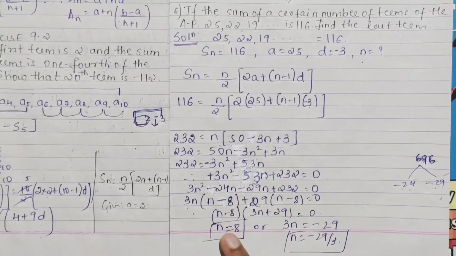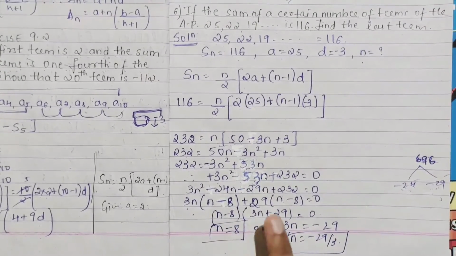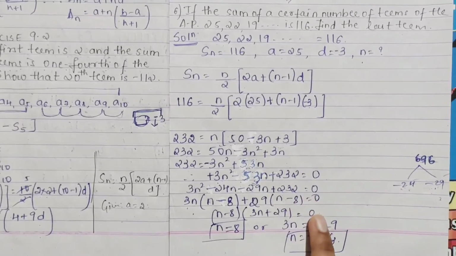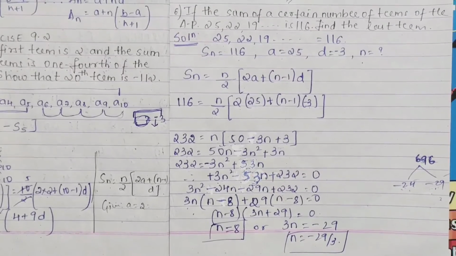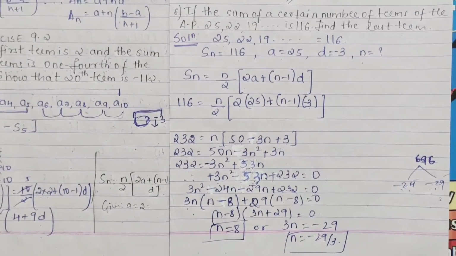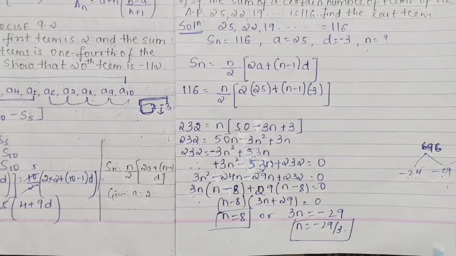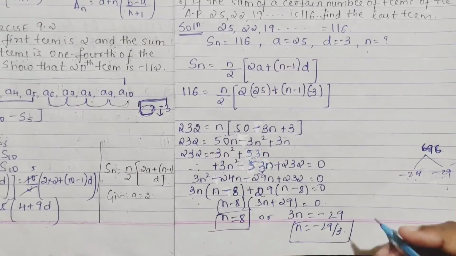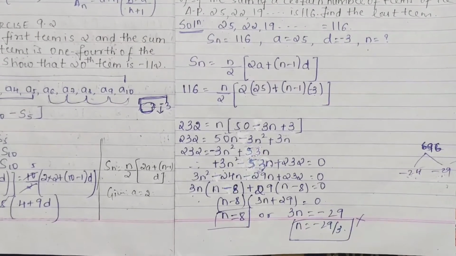So n equal to 8, you'll get how? n minus 8 equal to 0 means n equal to 8. Or one more is that 3n is equal to 0 minus 29, n is equal to minus 29 by 3. So you're getting n is equal to 8, n is equal to minus 29 by 3. So in this both, what we have to take? Obviously, fractions we don't want, so we'll consider n is equal to 8.